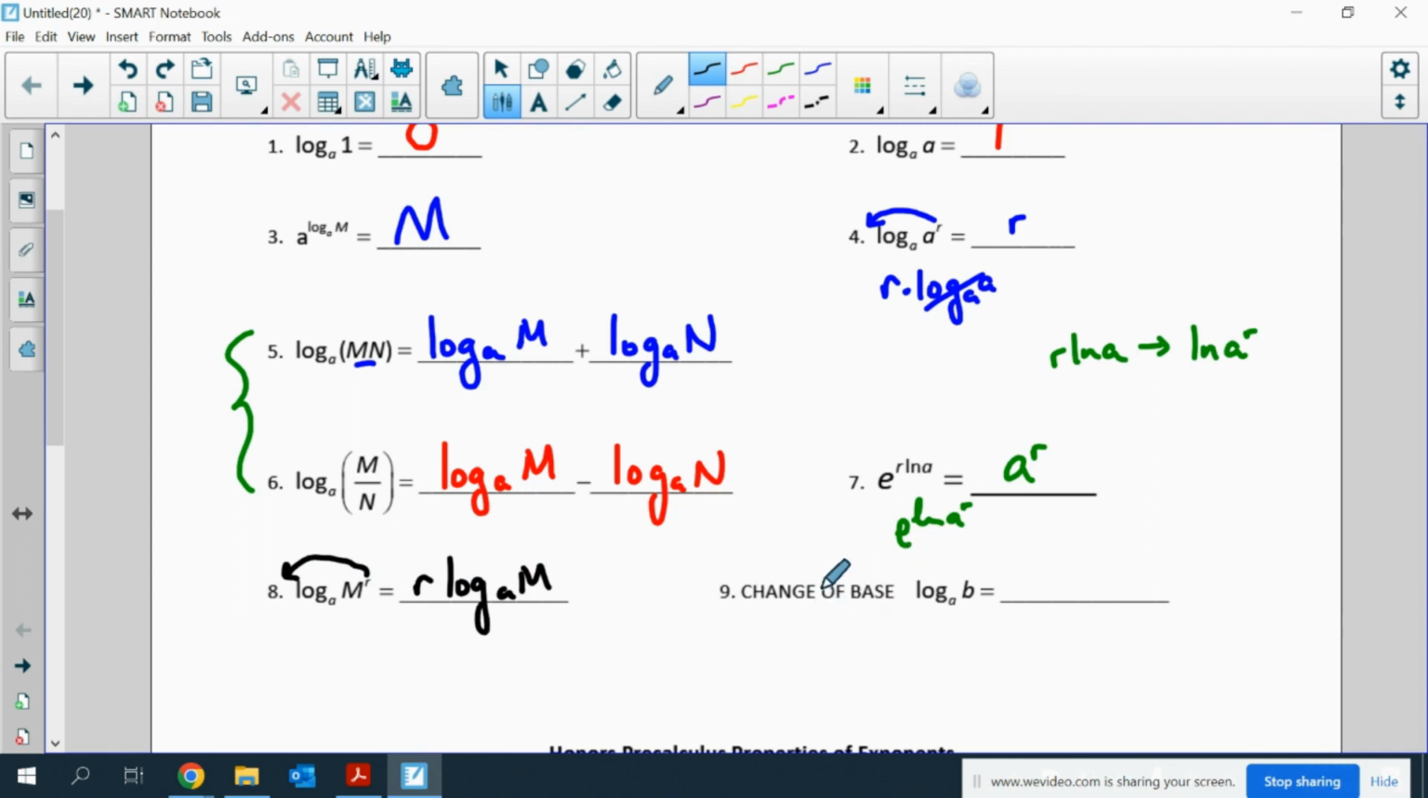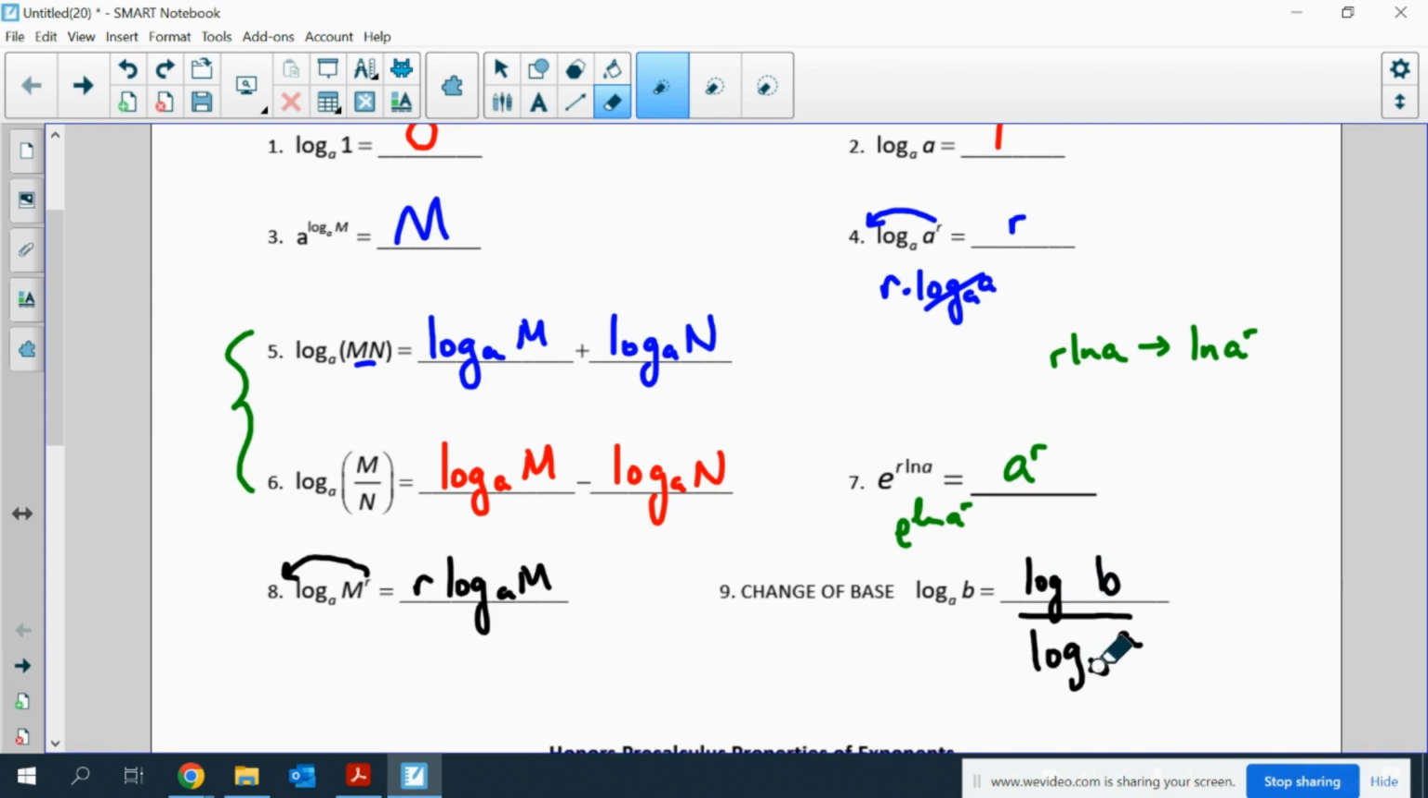And the change of base formula is kind of a new one. So log base a of b, we use it quite a bit in problems, but it's not something that you have to use nearly as much because your calculator does log bases now. But you can choose this to be log base anything of b divided by log of that same base of a.